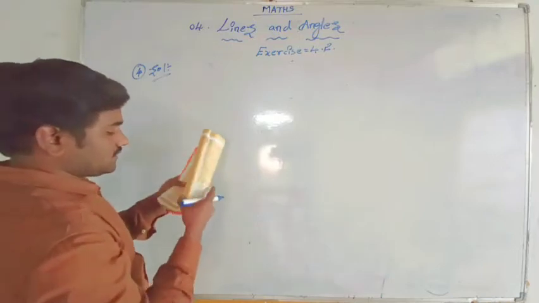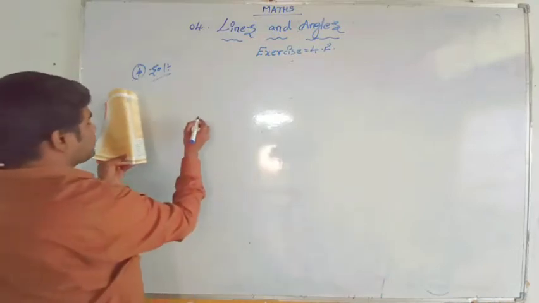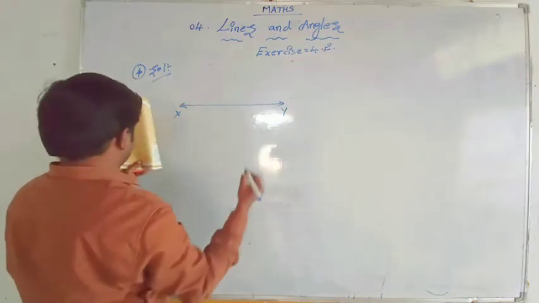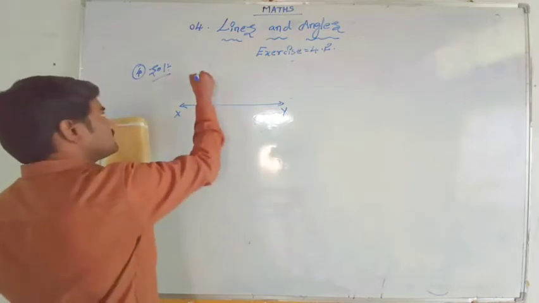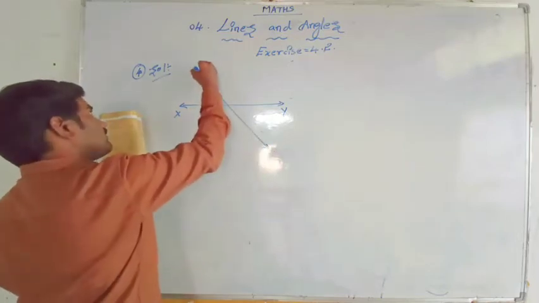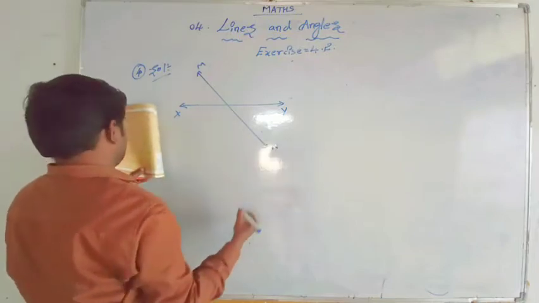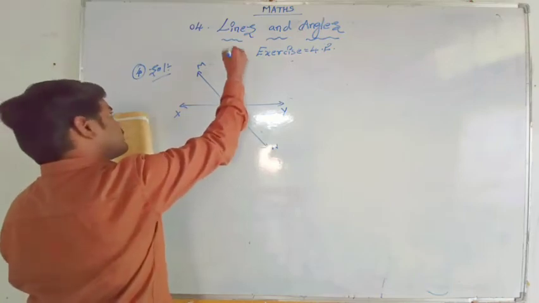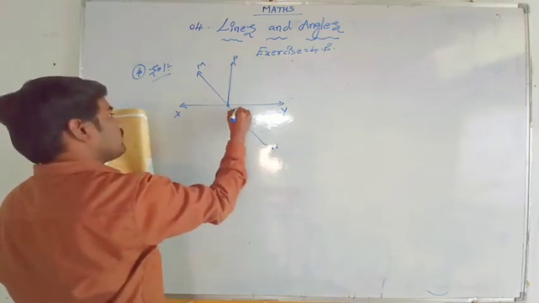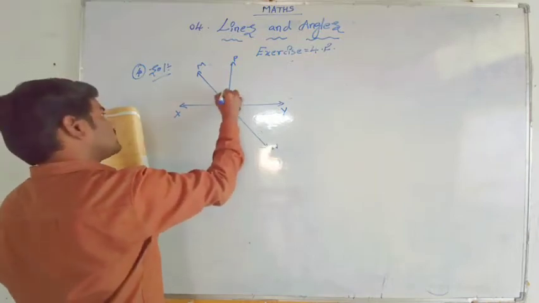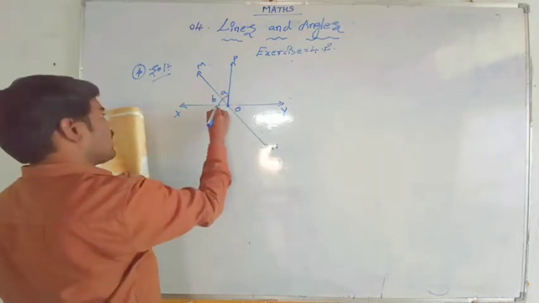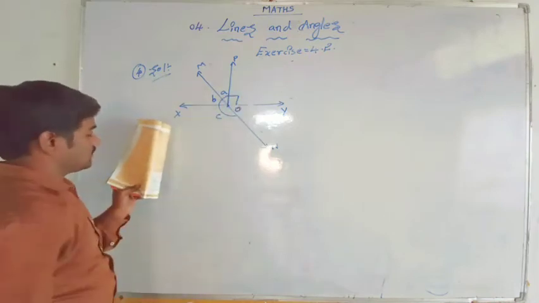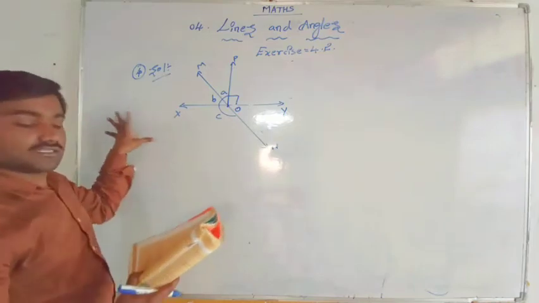Let me draw the diagram once. Here XY is a line, and MN is another line. Here a straight perpendicular line is P. They are intersecting at a point O actually. So here it is A and B, and it will be C. Then this here is 90 degrees. Simple. Then let us see what is given in this.